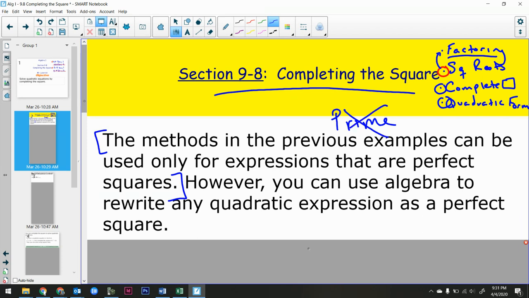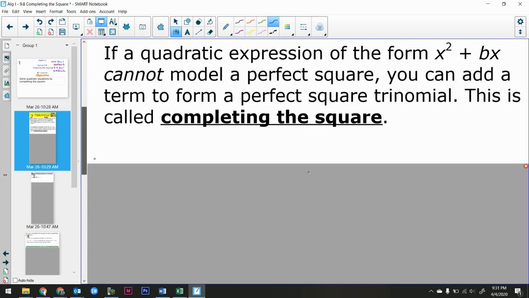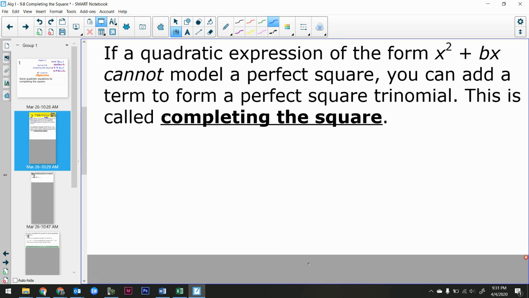Let me start by taking a look at some factorable trinomials. Like if I had x squared plus 6x plus 9, how would you factor that? You would say the factors of 9 that add to get 6 are 3 and 3. So we could say that is x plus 3 times x plus 3. In other words, we can write that as x plus 3 squared. Two things multiplied together that are the same can be written as that thing squared. So x plus 3 times x plus 3 is x plus 3 squared.